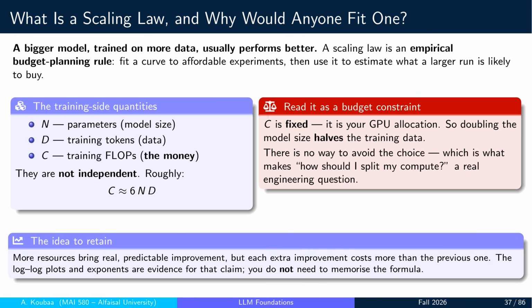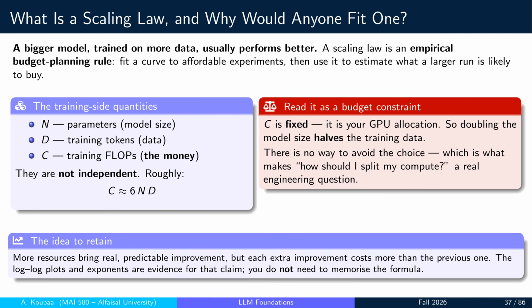Start with the plain observation. A bigger model, trained on more data, usually performs better. A scaling law turns that observation into an empirical budget planning rule. You fit a curve to experiments you can afford, and then you use it to estimate what a larger run is likely to buy.